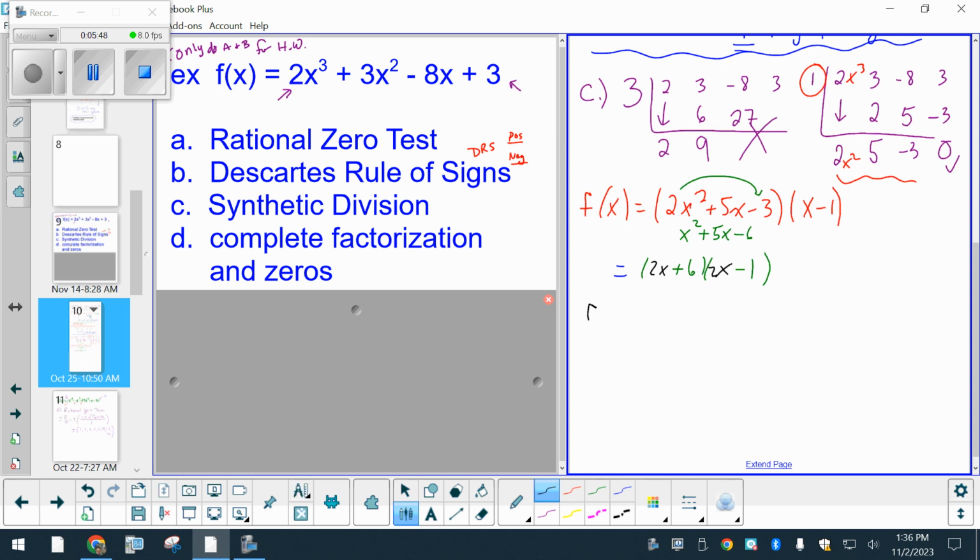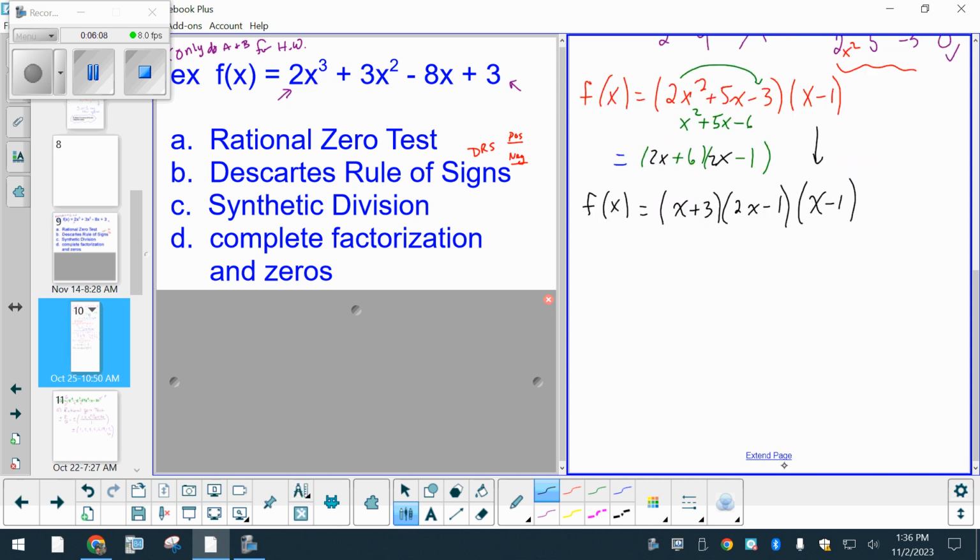Right, so we're going to get f of x. The first bubble will be x plus 3, 2x minus 1, and then bring your original x minus 1. And this is your complete factorization. Okay? Now we write our zeros.